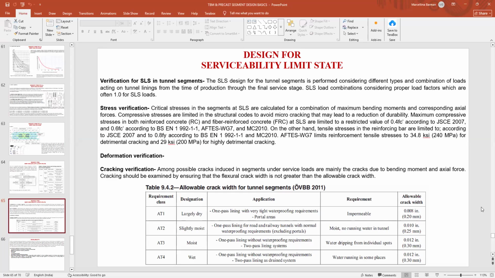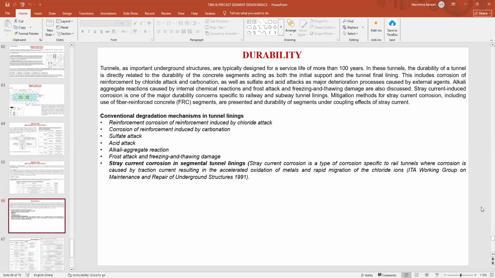So in your segment design, in the SLS condition, you are determining the crack width. Whatever the loading combination and whatever the reinforcement arrangement you have provided in the segment, you need to check your crack width. If your calculated crack width is within your allowable limit, that means your segments are safe against the serviceability limit state. Now we come to the durability.